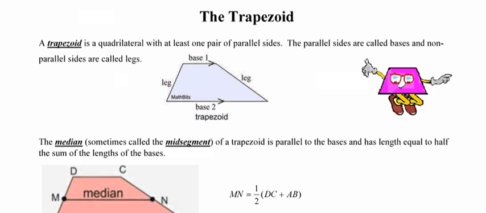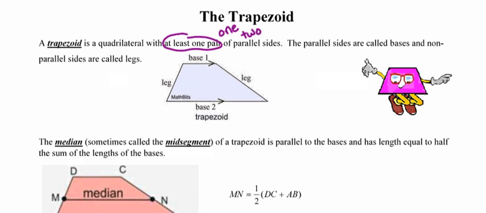In this video, we're going to explore the first of our special quadrilaterals. The trapezoid is a quadrilateral with at least one pair of parallel sides. Now, this whole notion of at least one pair means it could have one pair of parallel sides. It could also have two pairs of parallel sides.